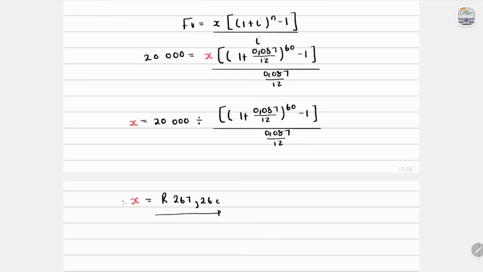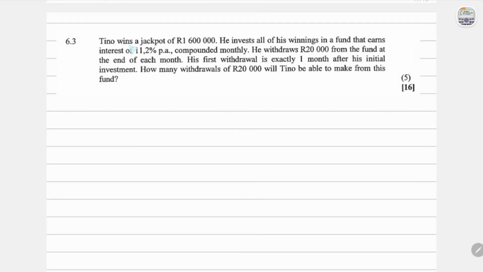Moving on to the next question. Question 6.3 says, Tino wins a jackpot of 1,600,000 Rand. He invests all his winnings into a fund that earns interest of 11.2% per annum compounded monthly. Okay, so wins this amount. Now he withdraws 20,000 from the fund at the end of each month. His first withdrawal is exactly 1 month after his initial investment, which is normal. How many withdrawals of 20,000 will Tino be able to make from his fund?